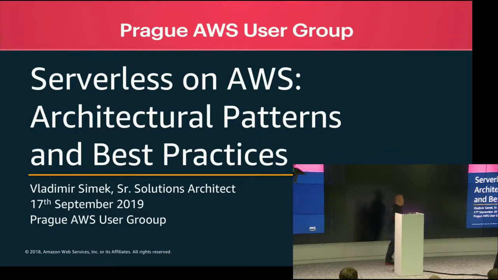And today's topic that I'll try to present here is serverless on AWS, architectural patterns and best practices. I would actually like to split it into two halves. The first half should be focused on those people that probably don't have that much serverless experience. And the second would be more interesting for those that are more experienced. So if you consider yourself an advanced user, feel free to take a nap or something. I'll try to wake you up before the second part.